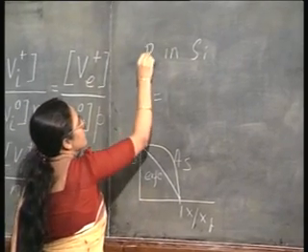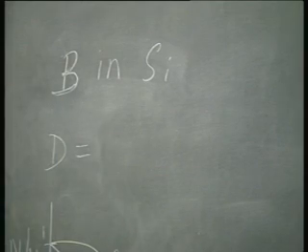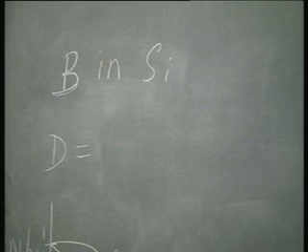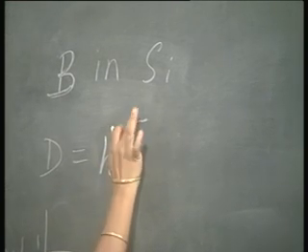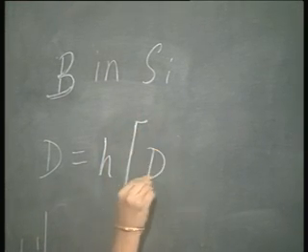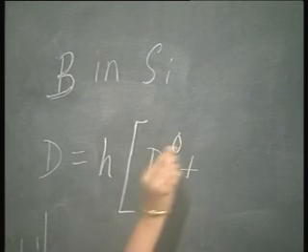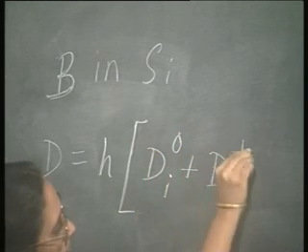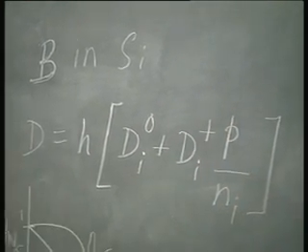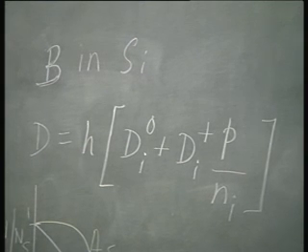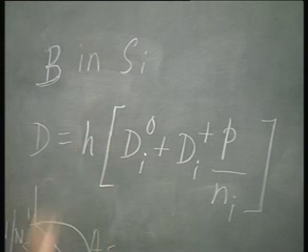Let us now consider boron in silicon. Boron in silicon also has a diffusivity. Remember, boron is an acceptor. So, you have the interaction with the positively charged vacancies. This is the hole concentration.